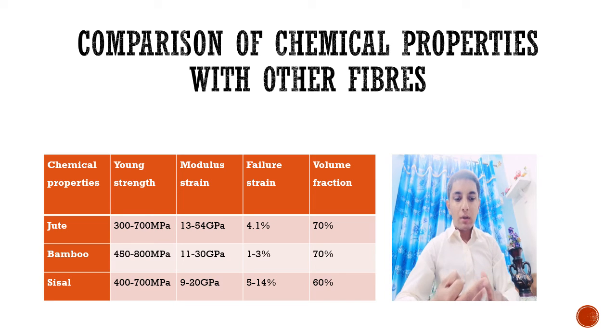Modulus strain. Jute has 13 to 54 GPa. Bamboo has 11 to 30 GPa. Sisal has 9 to 20 GPa. Now failure strain. Jute has 4.1% failure strain. Bamboo has 1 to 3% failure strain. Sisal has 5 to 14% failure strain. Now volume fraction. Jute has 70% volume fraction. Bamboo has 70% volume fraction, and sisal has 60% volume fraction.